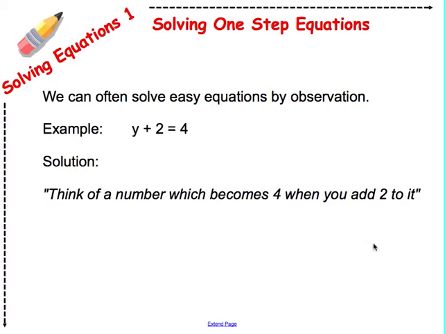Now, we can often solve easy equations by observation. Here's an example: y plus 2 equals 4. To solve this, we're starting to think, find a number which becomes 4 when you add 2 to it. Well, we all know the number that becomes 4 when you add 2 to it. It's 2. Furthermore, 2 plus 2 is equal to 4. So we can often do that check just in our heads. But one of the things we're going to be cautioned about is doing too much work without showing steps.